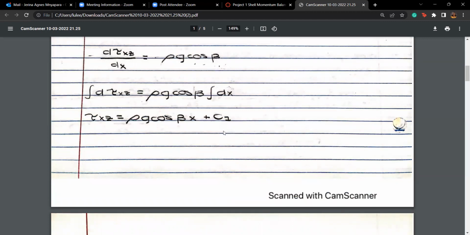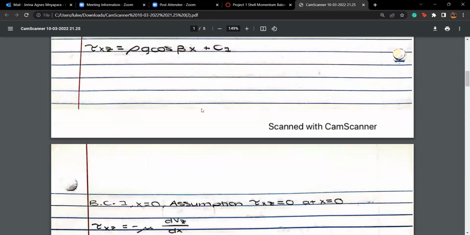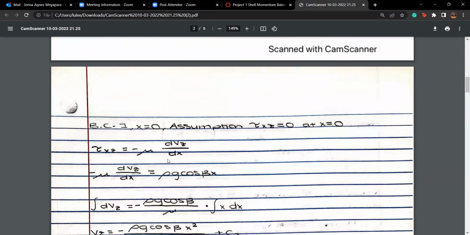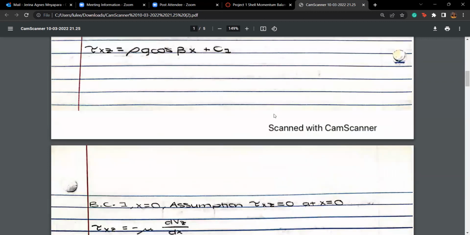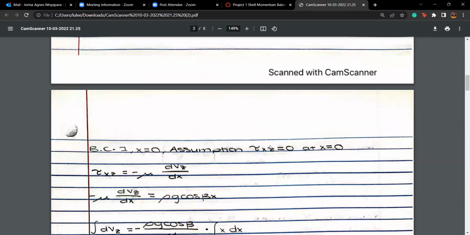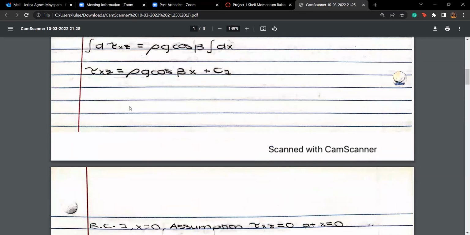To get C1, we have to add our boundary condition. Our first boundary condition will be at the very beginning, x is equal to 0, tau will also be equal to 0, and C1 will also be equal to 0. So from that we can say that tau is equal to rho g cosine beta x.